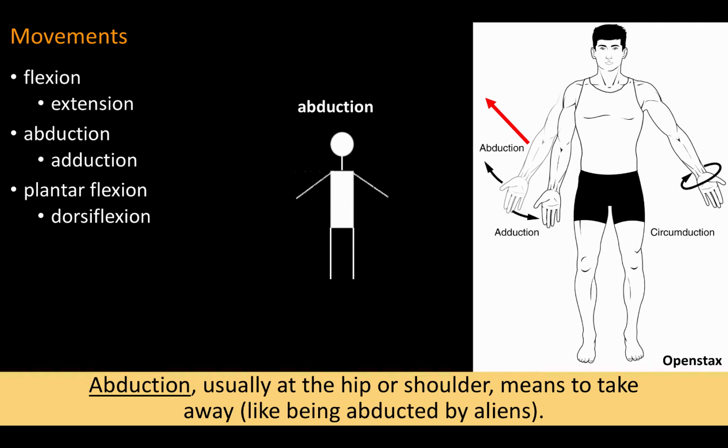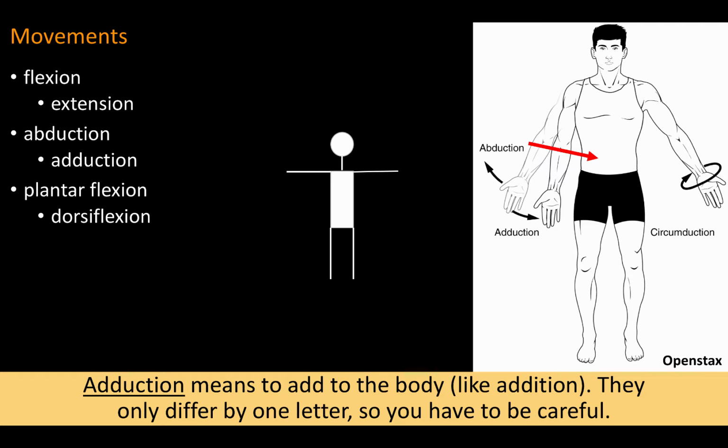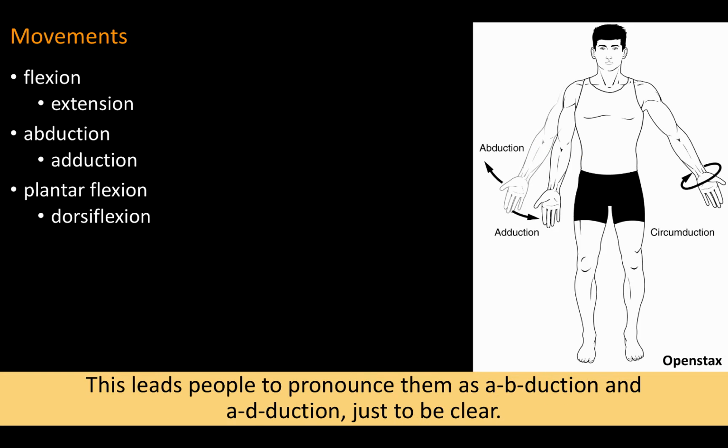Abduction, usually at the hip or shoulder, means to take away, like being abducted by aliens. Adduction means to add to the body, like addition. They only differ by one letter, so you have to be careful. This leads people to pronounce them as abduction and adduction, just to be clear.